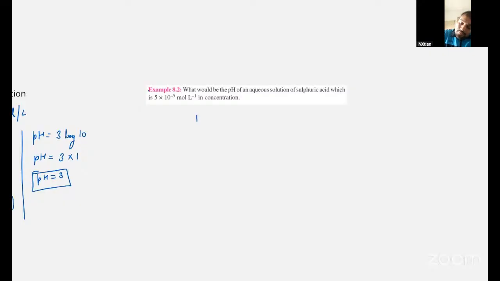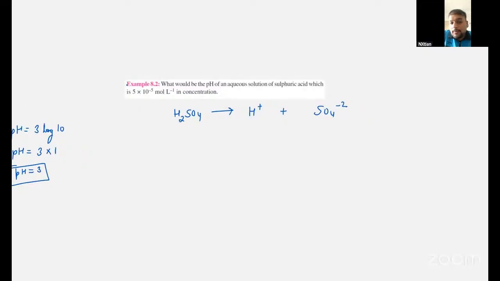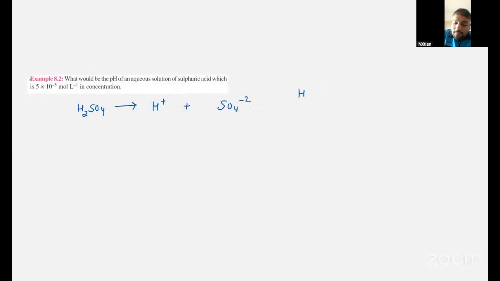See, we know that H2SO4 is there. When it splits, it will become H plus ion and SO4 minus 2 ion. Why? Because the SO4 has a valency of minus 2. Yes or no? Now, before solving this, for example, what we were doing, HCl. And we know that HCl will split into H plus and Cl minus ion. Yes or no?